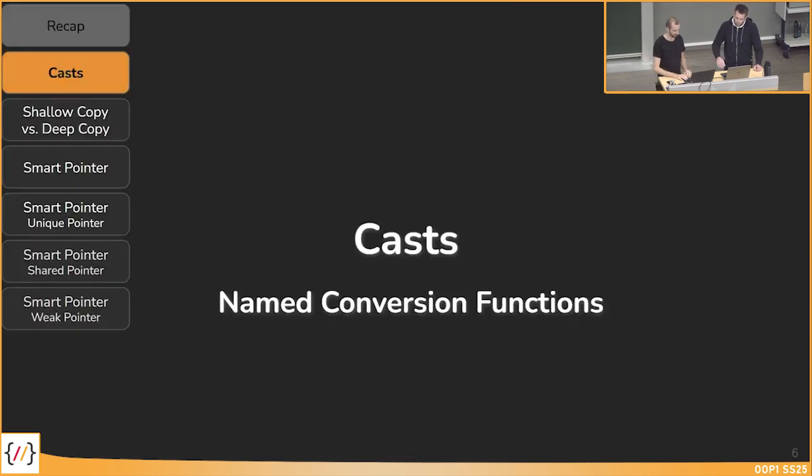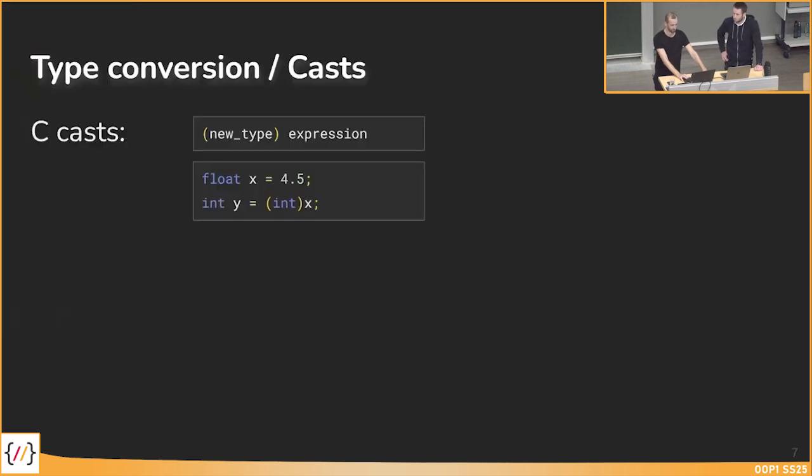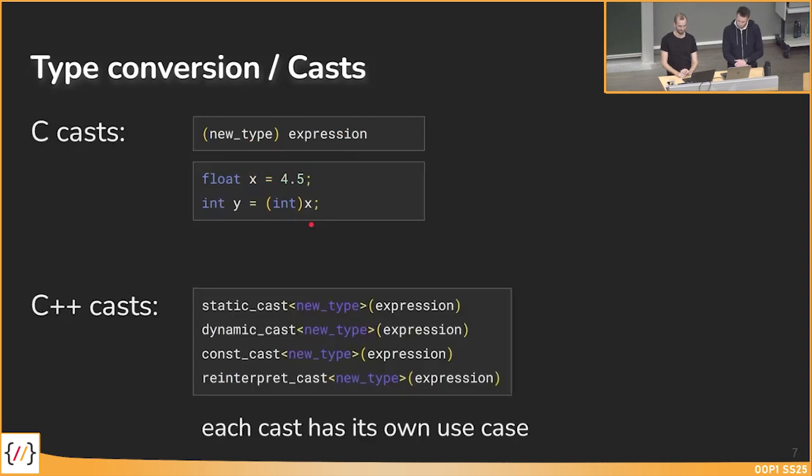Okay, then let's continue. That was already the recap. Let's talk about casts. I think Michi and Julia also showed it last time, the dynamic cast. Yeah, we will also talk about that. But first, a short motivation. You of course know the C-casts. C-casts has this notation where you write the new type in the parentheses before the expression. So for example, if you have here a float and you want to cast it to an integer, you write it like this. In C++, it's a bit more to write.